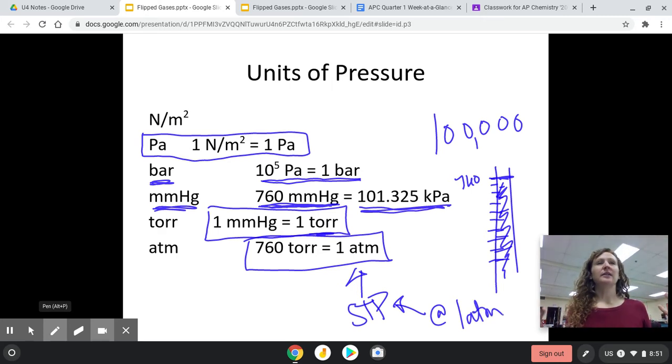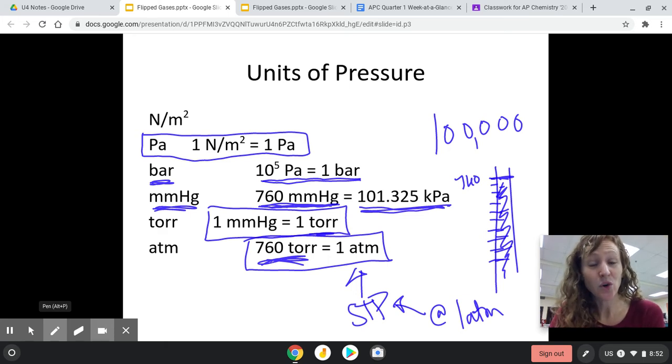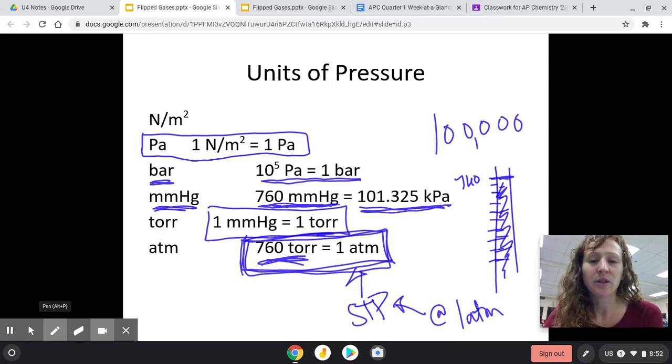If you're standing at ocean level on a normal day, it doesn't have any extreme weather going on. Your atmospheric pressure is probably fairly close to 1 atmosphere of pressure, also known as 760 torr, or 760 millimeters of mercury. So this conversion, if you happen to memorize any conversions from this page, that would be the one to know.